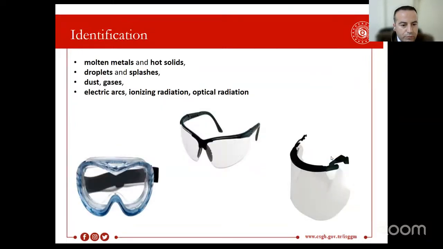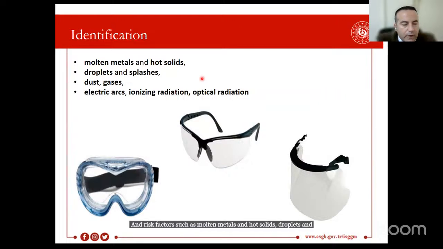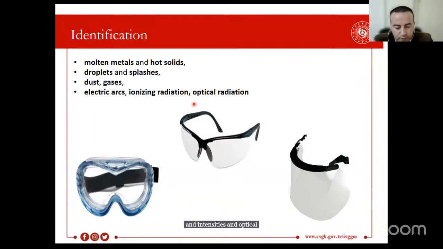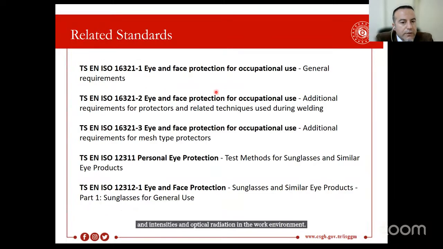Eye and face protective equipment are used to protect the face and eyes against factors and risk factors such as molten metals and hot solids, droplets and splashes, dust, gases, electric arcs, ionizing radiations, and impacts of various intensities and optical radiation in the work environment. These are the related standard numbers with eye protection.